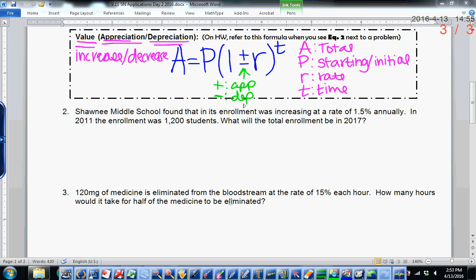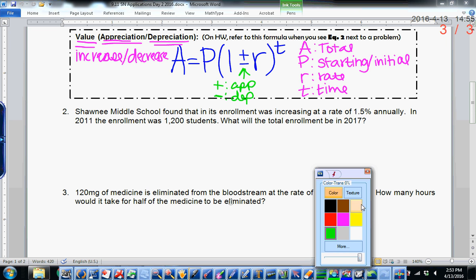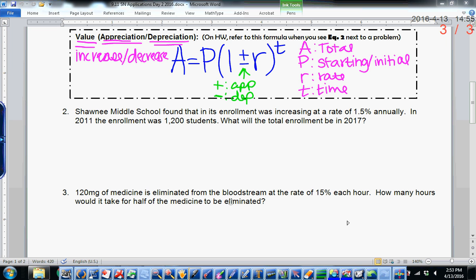All right. Shawnee Middle School found that its enrollment was increasing at a rate of 1.5% annually. In 2011, the enrollment was 1,200 students. What will be the total enrollment in 2017? So let's see what we've got.